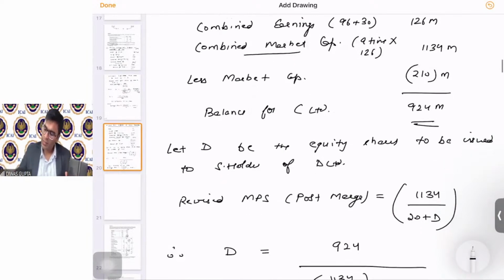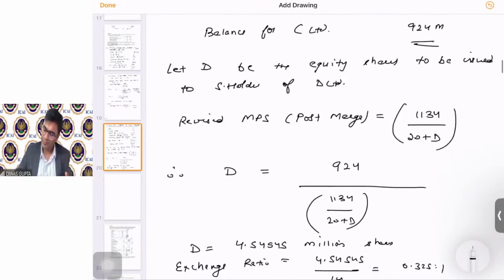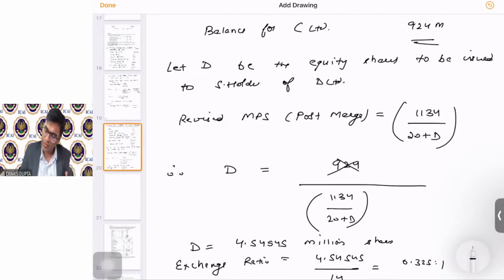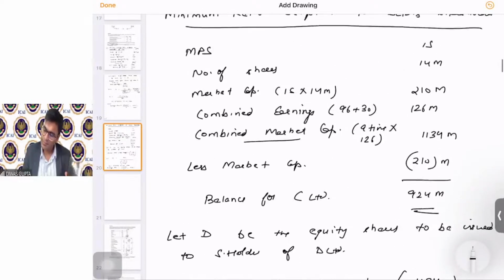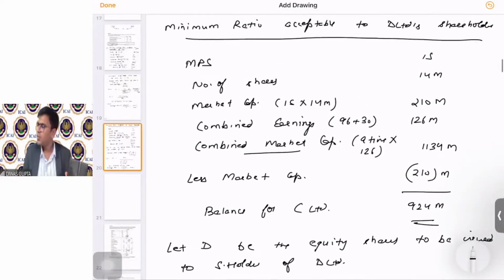Actually, it should be 210 here. I have wrongly mentioned 924. 924 is the overall value, right? So what they will be willing to give is 210 million, which is the market cap of D, right?